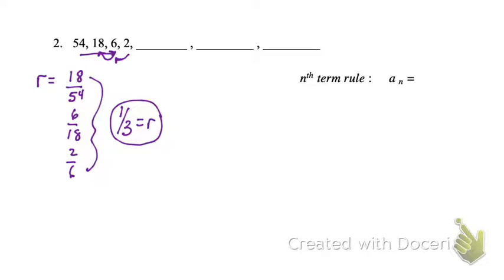Now, if we continue our list and say, hey, divide by 3, and you type in your calculator 2 divided by 3, you'll get a decimal. We don't want decimals here. Just use 2/3 as your answer.